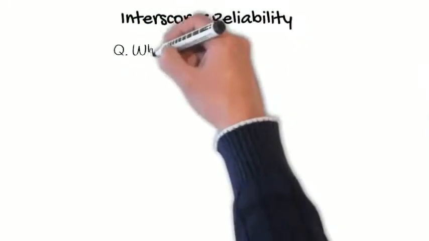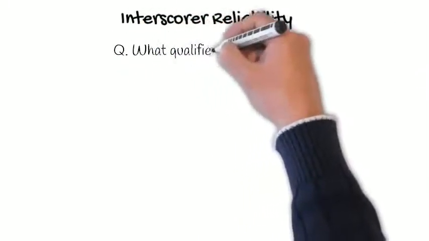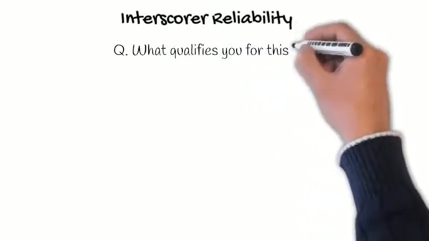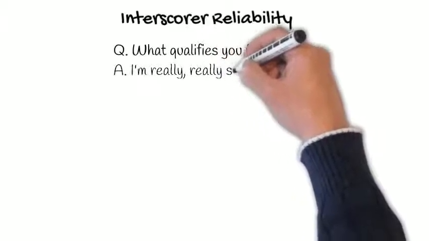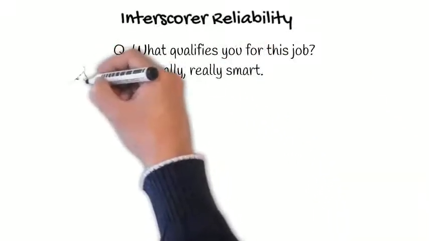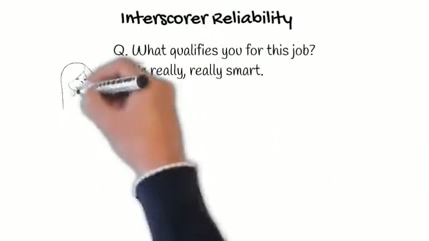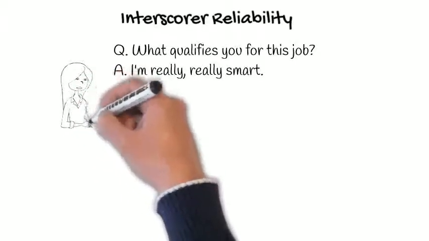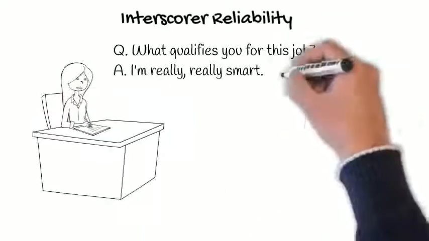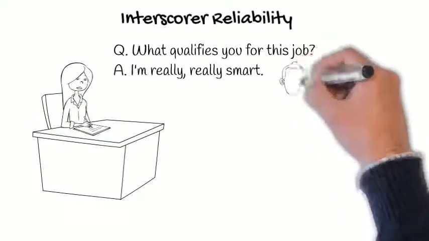Interscorer reliability is considered when the answers have some subjectivity in the way they're interpreted. For instance, in a job interview, one interviewer might think a candidate's response is great, and the other interviewer might think it's not so great. So there would be low interscorer reliability between the two interviewers.